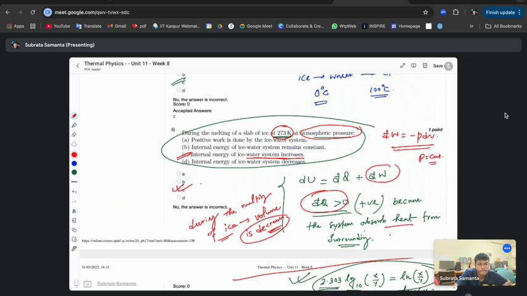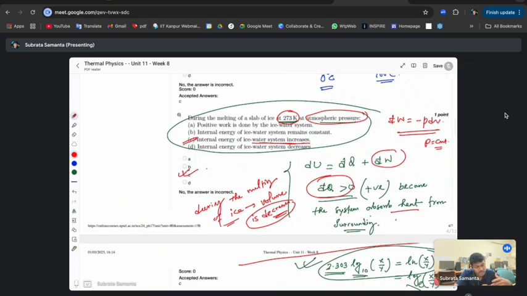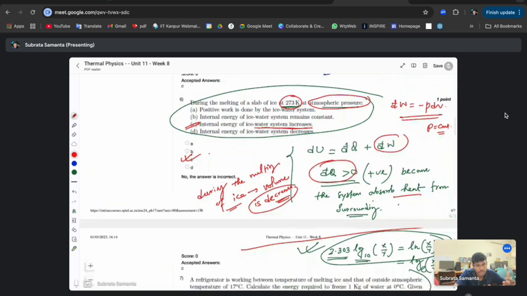Yes, the question is whether work done is positive or negative. In this convention, when the system works on the surroundings, dW is negative, and when the system is worked on by the surroundings, dW is positive. If the work is done on the system by the surroundings, the volume decreases.